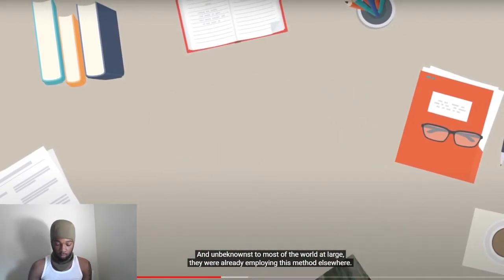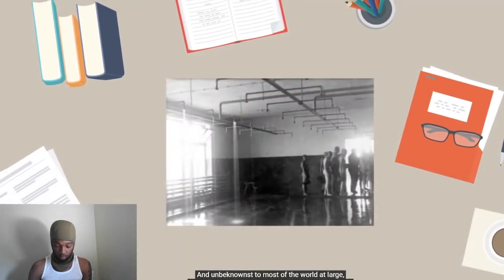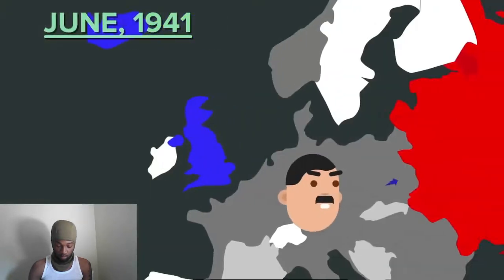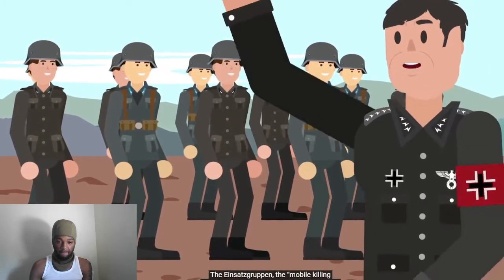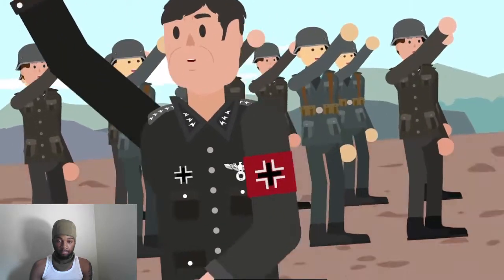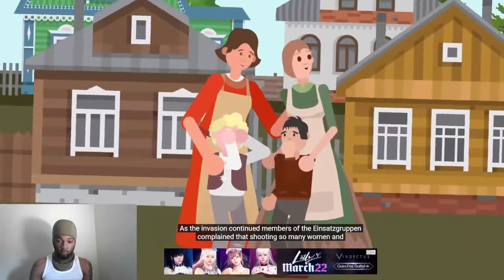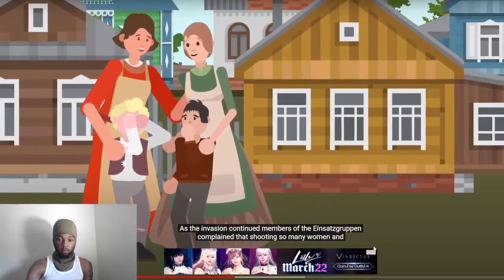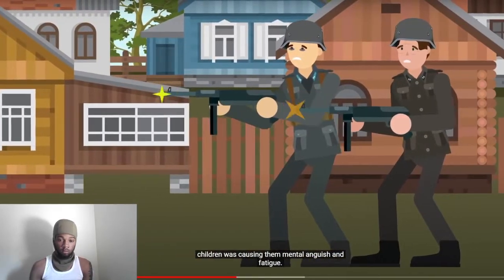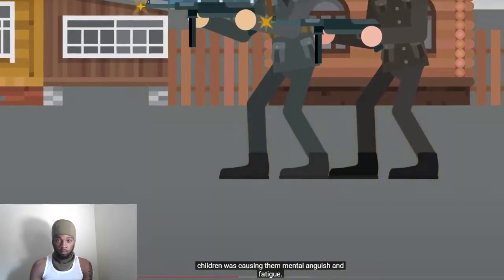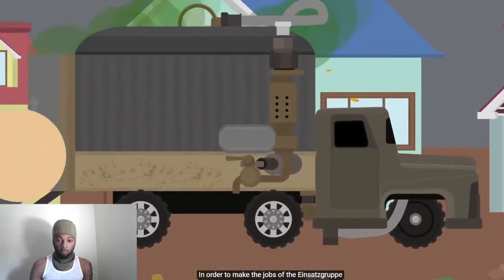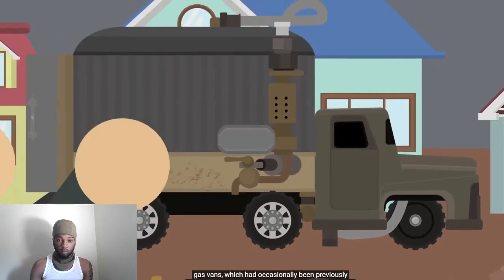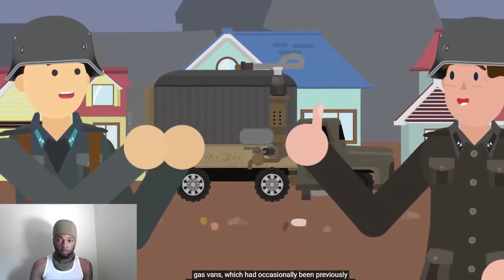And unbeknownst to most of the world at large, they were already employing this method elsewhere. In June 1941, Germany invaded the Soviet Union. The Einsatzgruppen, the mobile killing units of the SS or Schutzstaffel, were tasked with a mass shooting of civilians. As the invasion continued, members of the Einsatzgruppen complained that shooting so many women and children was causing them mental anguish and fatigue. In order to make the jobs of the Einsatzgruppen soldiers easier, the Nazi command gave them gas vans, which had occasionally been previously used in the invasion of Poland, but not systematically.